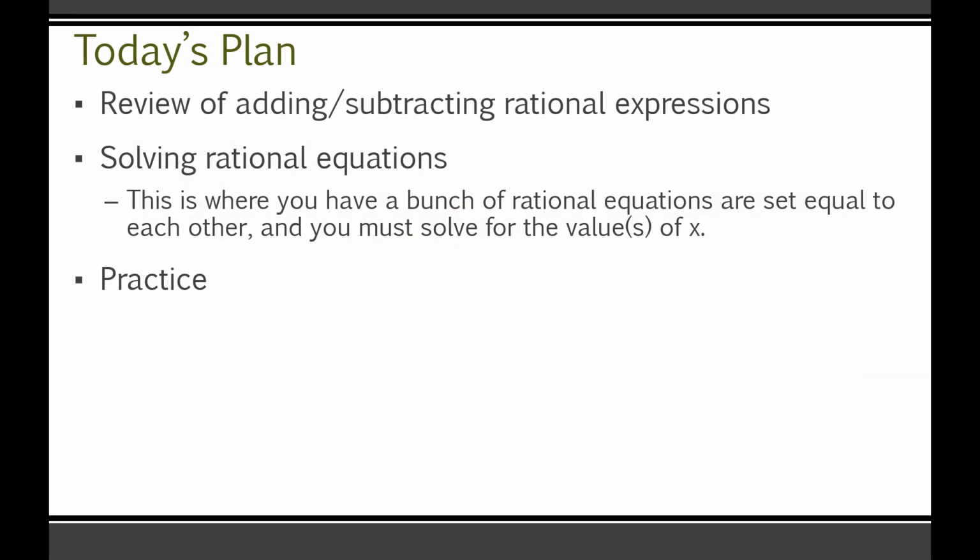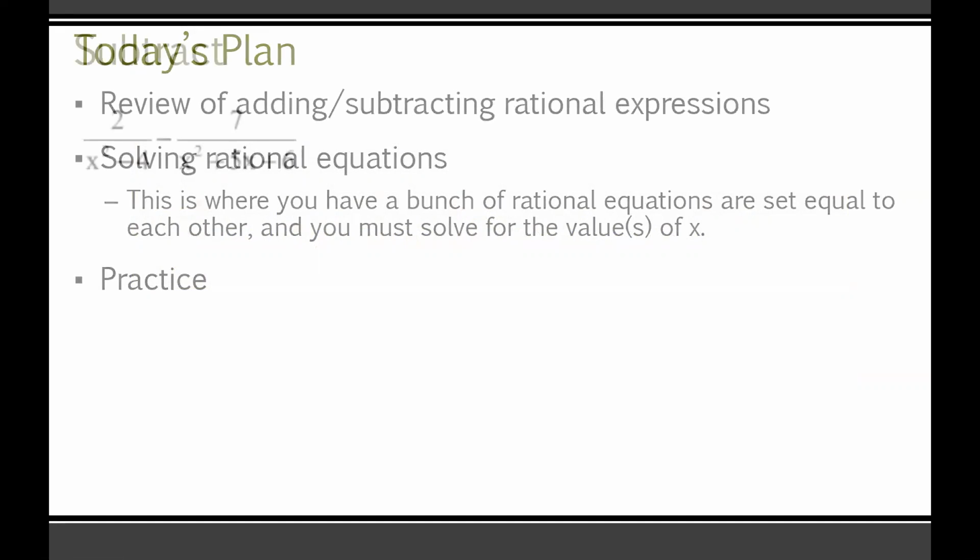So this is where you have a bunch of rational equations that are set equal to each other, and you have to solve for the value or values of x. You're going to find that this is where NPVs start becoming especially important when you're trying to solve what the actual value of x is that would make an equation true. But we'll get to it when we get to it.